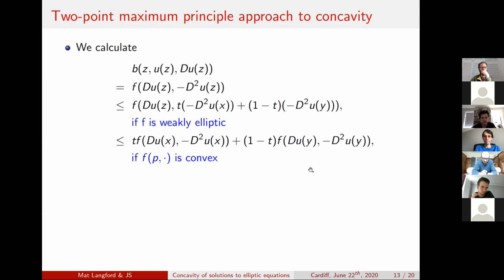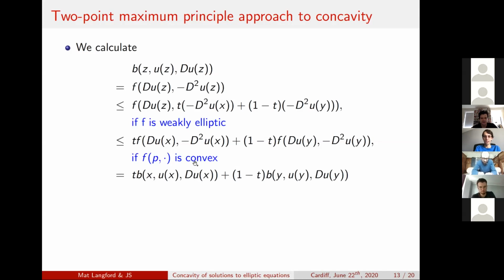Good, cool. Then we want to pull these things apart because in the end we want to end up with b at the point x plus b at the point y. So we just split that apart. And this is, of course, only possible if the function f is convex in the second variable. So this is what we're using here. Okay, now we can already relate everything back because f of Du(x) minus D²u(x) is equal to b at this point, right? So this is really using the PDE again. Also note here that we have replaced Du of z with Du of x because we know the gradients are equal. So we can just replace that easily. Okay, now we have that.